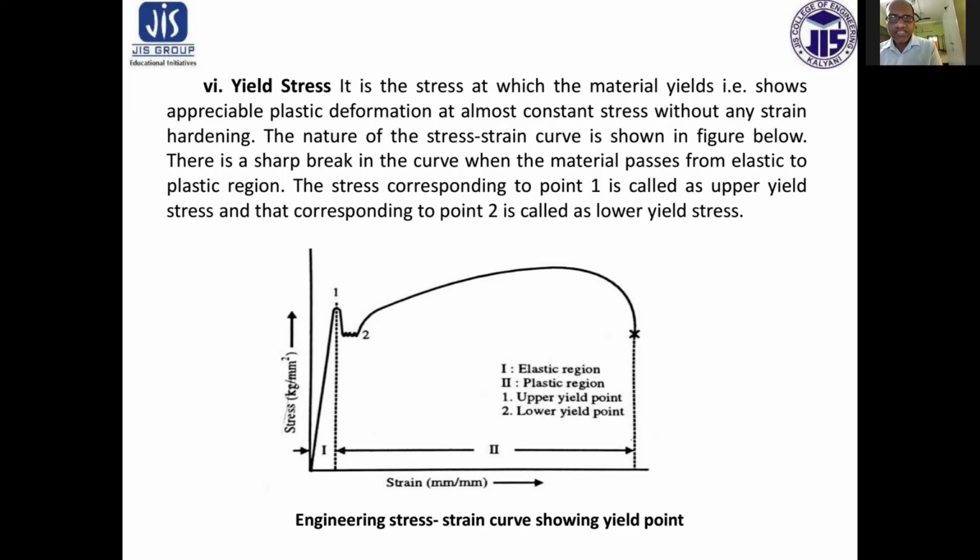The nature of the stress strain curve is shown in this figure below. There is a sharp break in the curve when the material passes from the elastic to the plastic region. The stress corresponding to one point is called the upper yield point, and that corresponding to the other point is called the lower yield point.